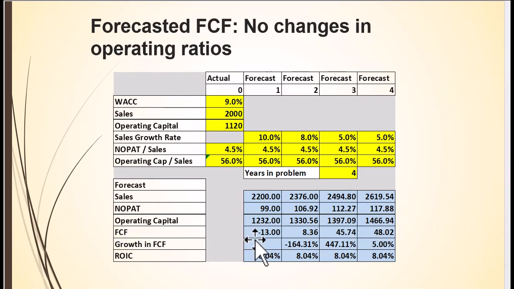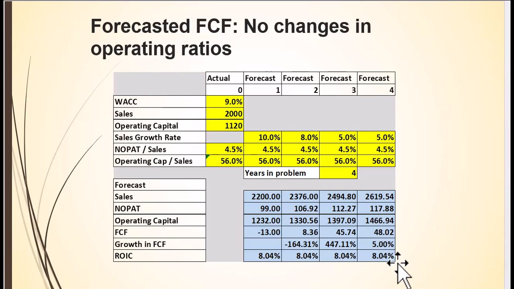Now here's the free cash flows that we're going to forecast for the next 4 years. What's the growth in free cash flow? It's the ending cash flow divided by the beginning, minus 1. So the first year, you see cash flow is expected to decrease by 164%. Then a 447% increase in year 3, and 5% in year 4. And what's the return on invested capital? Strangely enough, it turns out that every year, the return on invested capital here is 8%.